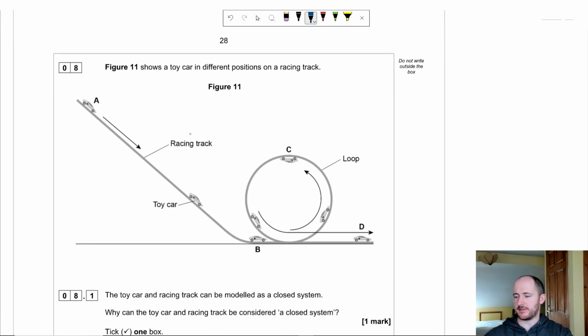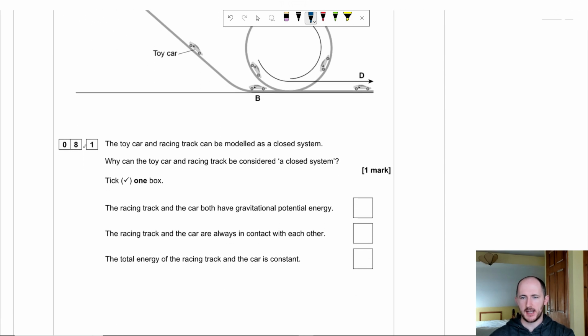For this question, we have all about energy and kinematics and that kind of topic. So we have a toy car in different positions on a racetrack. At A here, it comes down, does a loop-de-loop, then flies off. Very cool. And here's the toy car and a racetrack, and the racetrack can be modelled as a closed system. Why can it be considered a closed system? First of all, let's talk about what a closed system is. It is a system where energy cannot escape. So no energy is leaving this system.